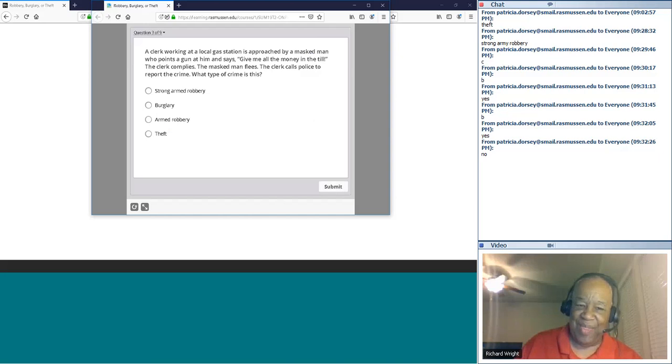Last one. A clerk working at a local gas station is approached by a masked man who points a gun at him and says, "Give me all the money in the till." The clerk does give it to him. The man leaves. The clerk calls the police. What type of crime is this? A, B, C, or D?